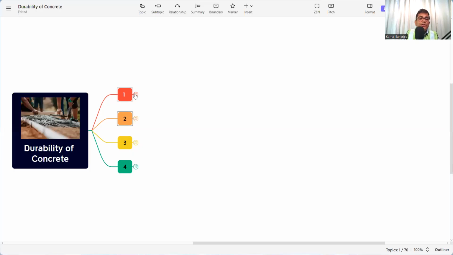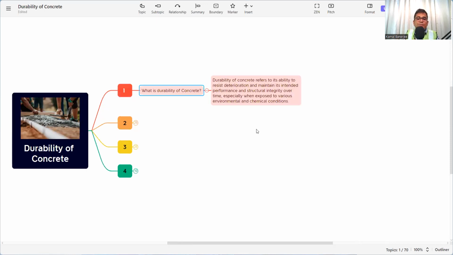This is concrete durability. The first thing is, what is concrete durability? As we have already mentioned in the example, now, what is the definition? Durability of concrete refers to its ability to resist deterioration and maintain its intended performance and structural integrity over time, especially when exposed to various environmental and chemical conditions.